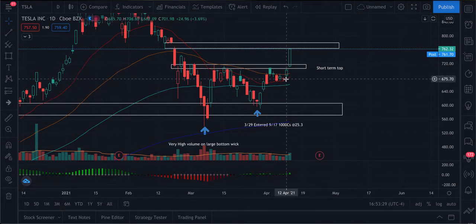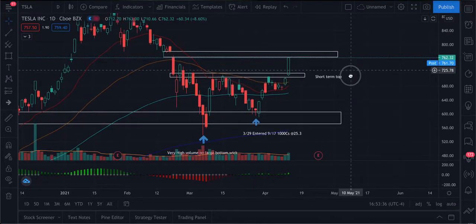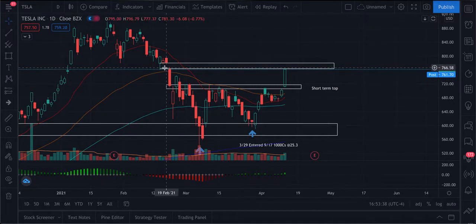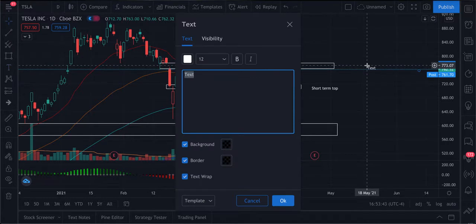And we saw that it broke this top today. It broke it. It gapped up over it and is mooning. And I have this other box right here because this is a nice gap level. So I'll say this is a gap.